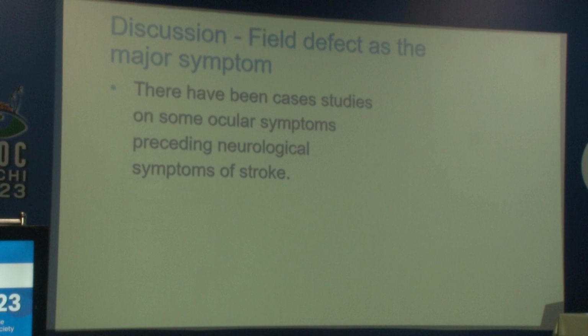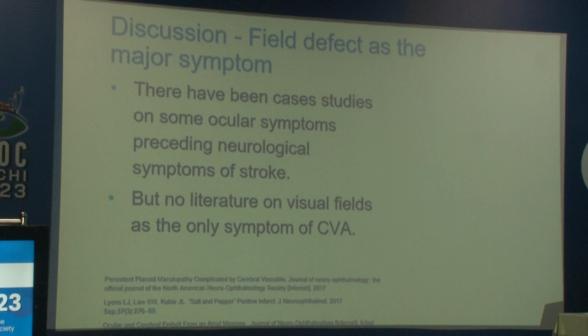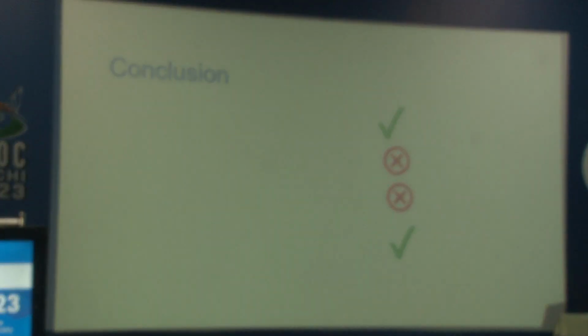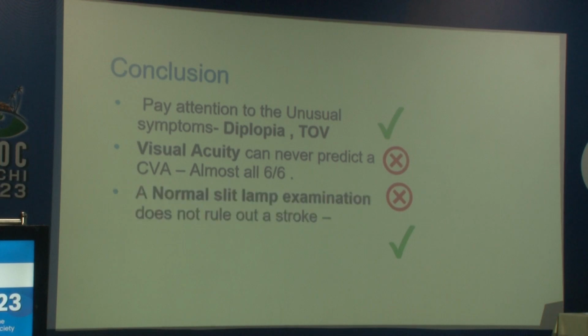There have been many case studies on ocular symptoms preceding neurological symptoms of stroke, but there's no literature on visual field defects as the only symptoms of CVA in these studies. As a conclusion, as a PG, I've learned that I have to pay attention to the unusual symptoms of stroke like diplopia and transient obscuration of vision. Visual acuity can never predict a CVA. Almost all my patients had 6/6 vision.